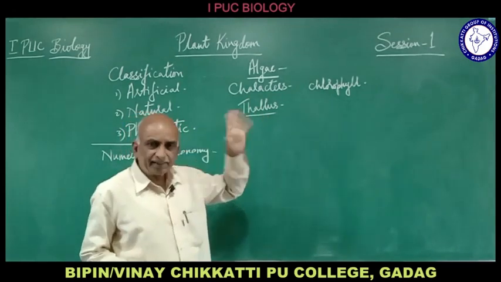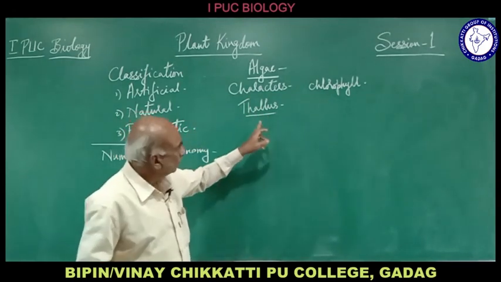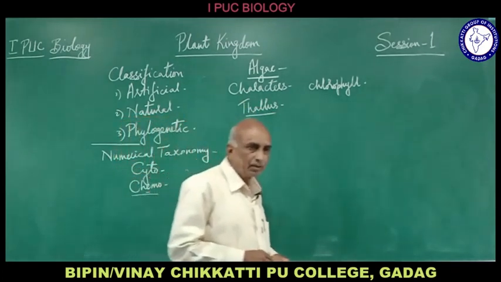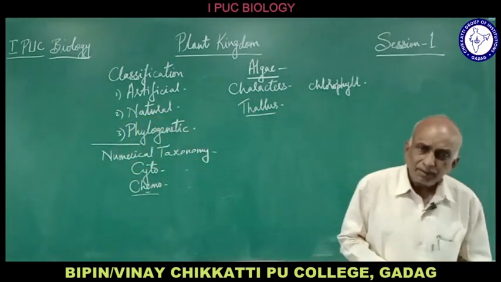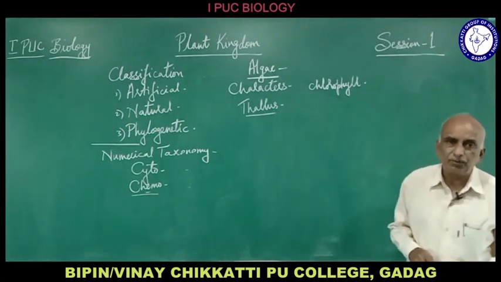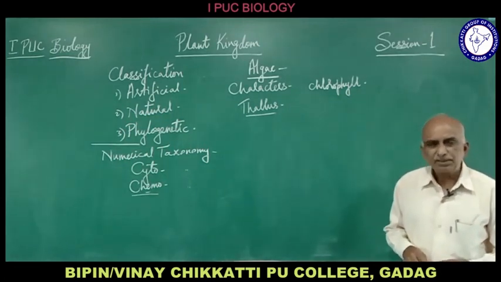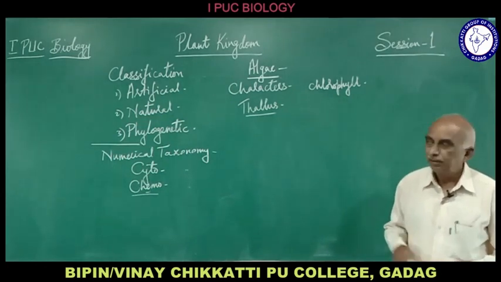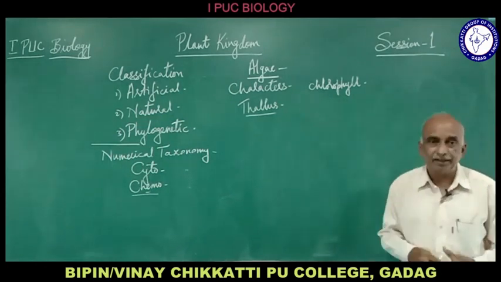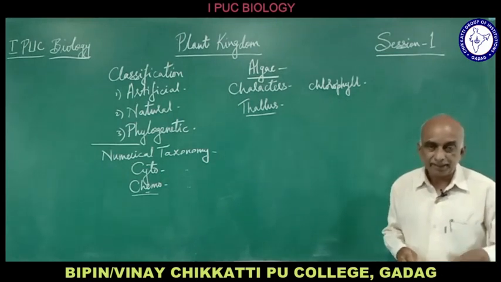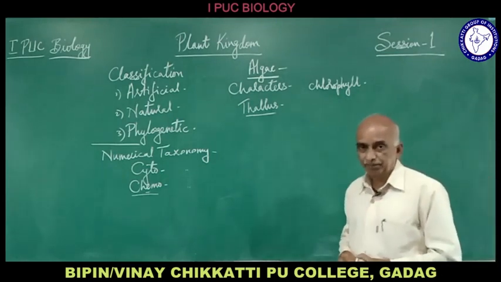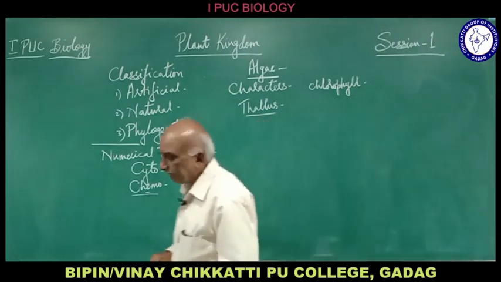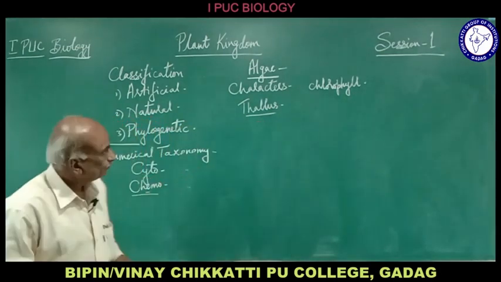Any example we take is an example of thallus. We find thallus in algae, but there are certain examples in bryophytes also, but not all. But all algae are thalloid in nature. They exhibit the thallus nature of plant body. This is one important character of algae.